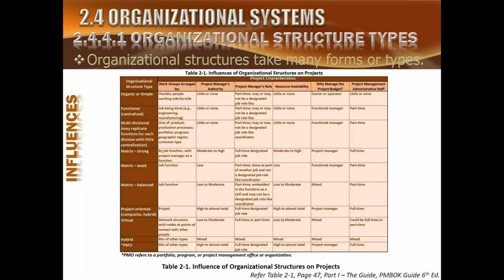Third type is the balanced matrix type. Balanced matrix is a structure in which project manager and functional manager somehow accommodate each other.